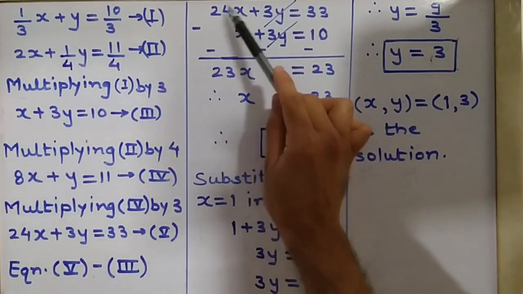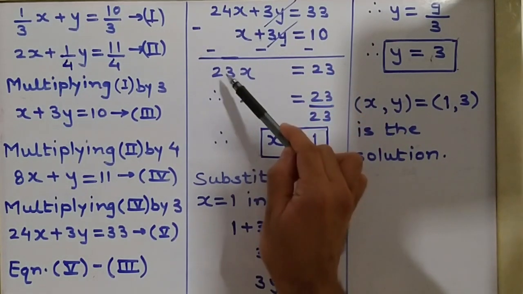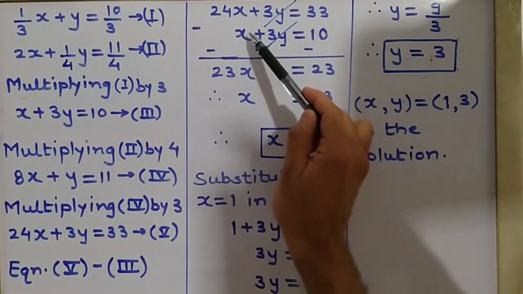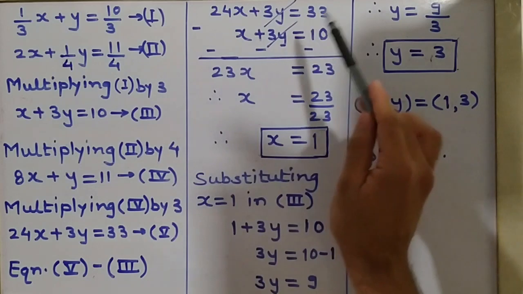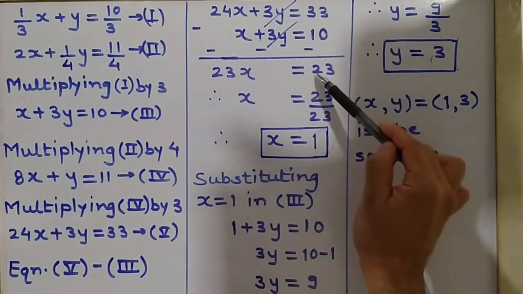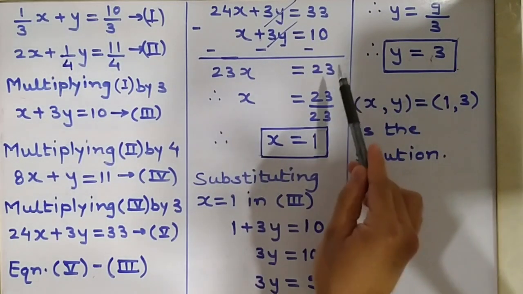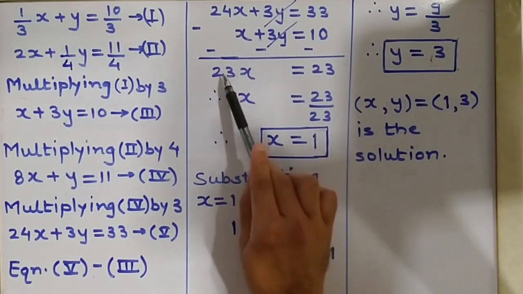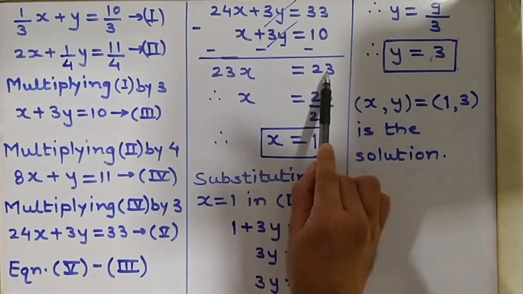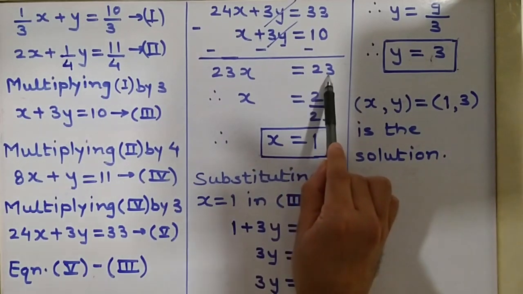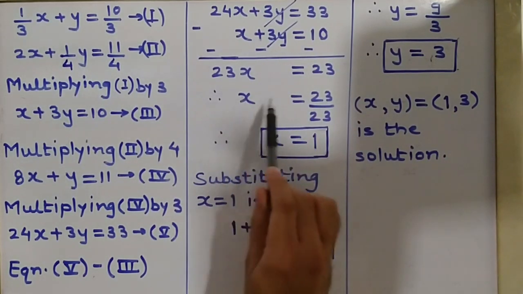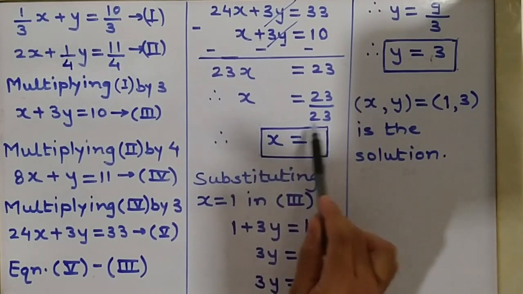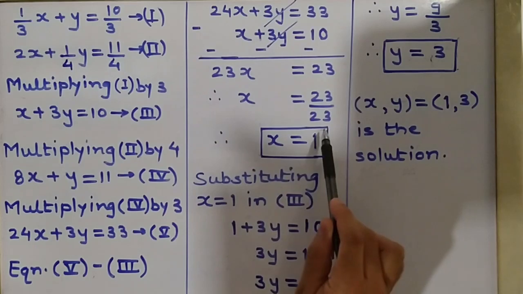So 24x minus x becomes 23x, plus 3y and minus 3y will get cancelled, so y eliminate हो जाएगा, और 33 minus 10 becomes 23. So we get this as 23x is equal to 23. So 23 को आप राइट में भेजोगे तो वो डिवाइड हो जाएगा इस 23 के साथ. ठीक है? सो आपको मिलेगा x is equal to 23 upon 23, therefore x is equal to 1. ठीक है? सो x का वैल्यू मिला आपको 1.